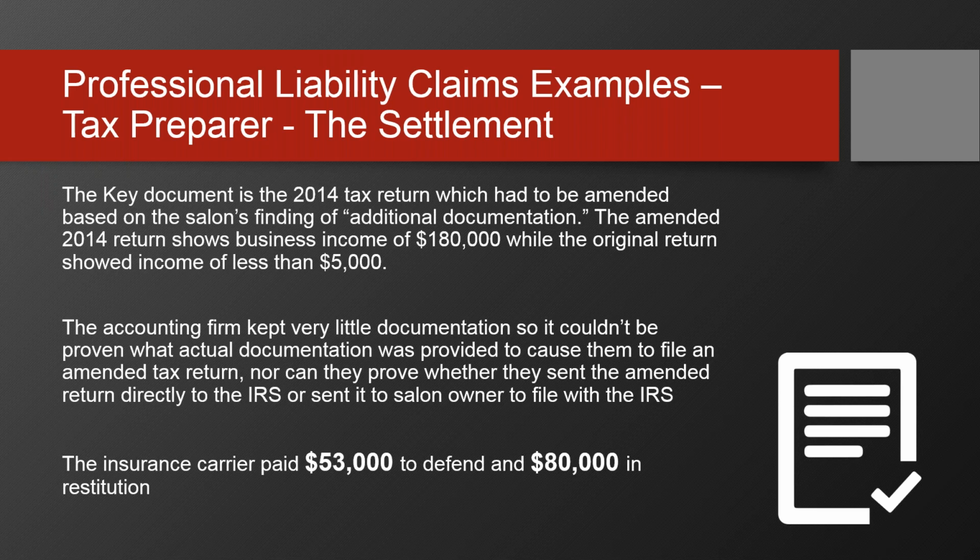And at the end of the day, the insurance carrier wound up paying $80,000. But it took a lot to defend. It was $53,000 to defend and $80,000 to resolve. So just an example of negligence. They didn't lie about the revenue, but they were negligent in keeping accurate files. And that's why they wound up paying. So, very basic example, but you can see that all the time.